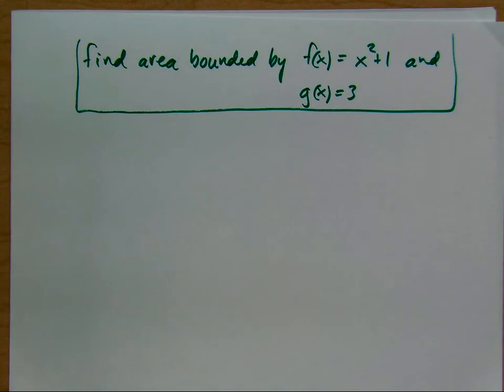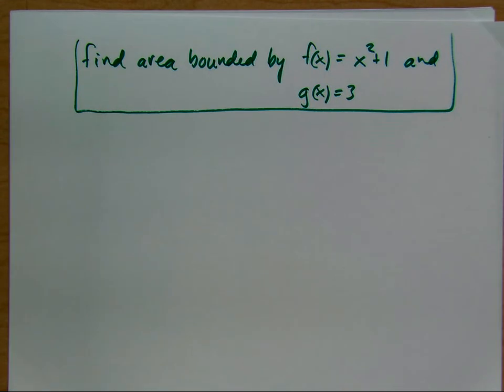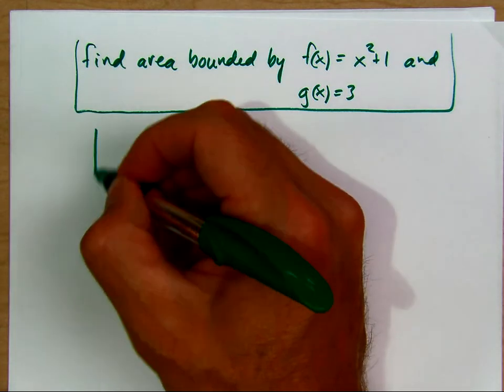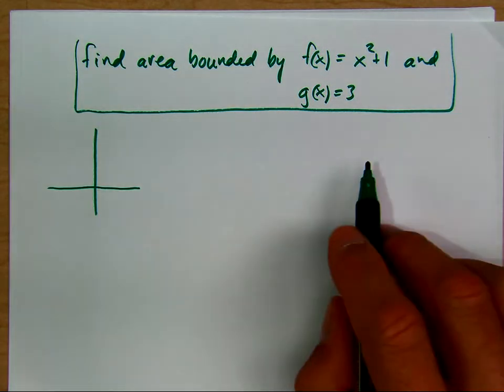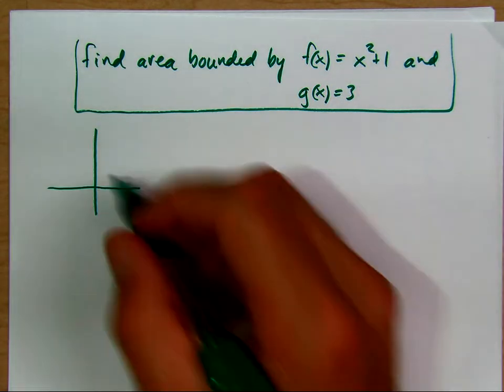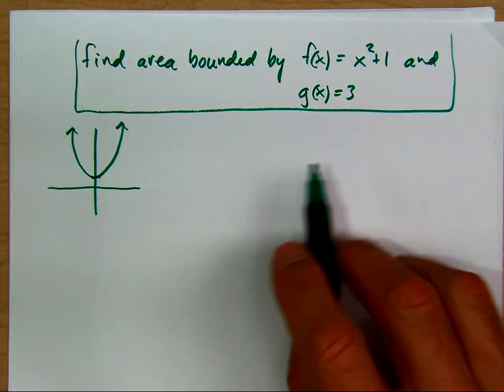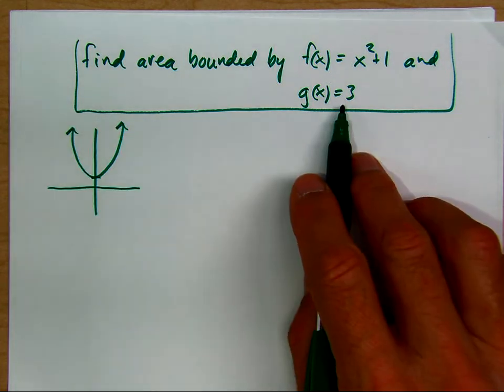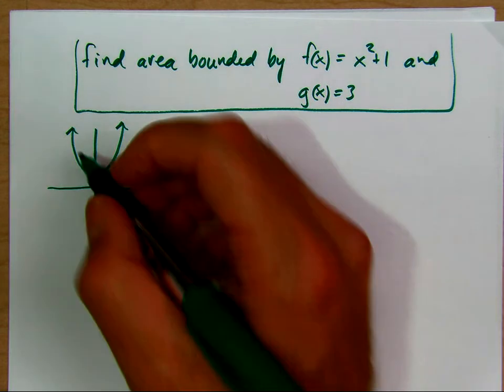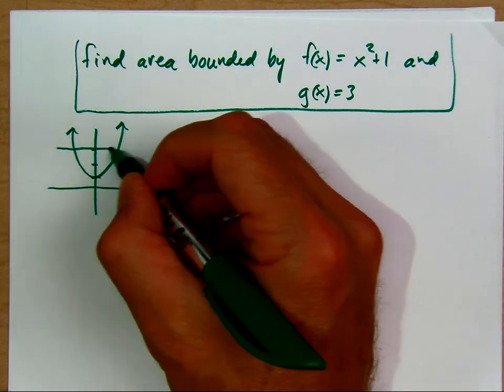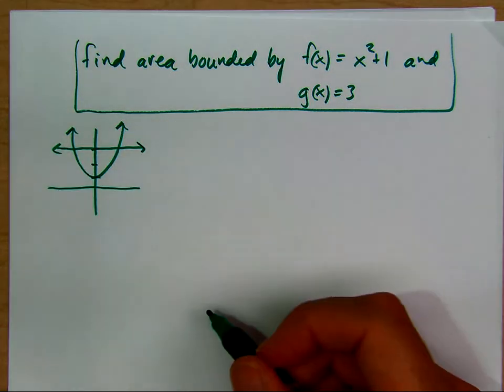All right, and pause the video and try this one. We know it's a parabola shifted up 1, and the other line is at 3.